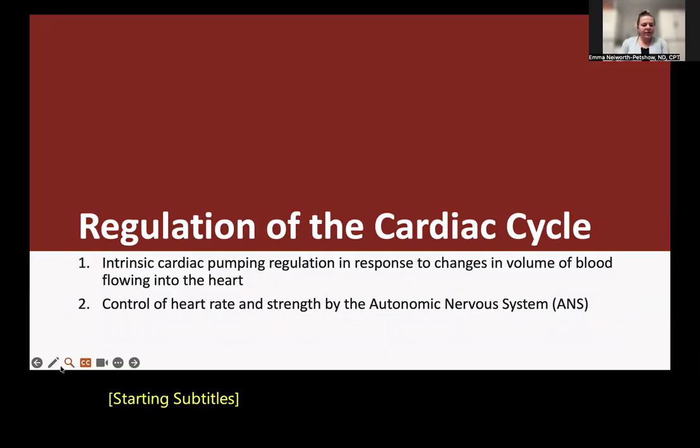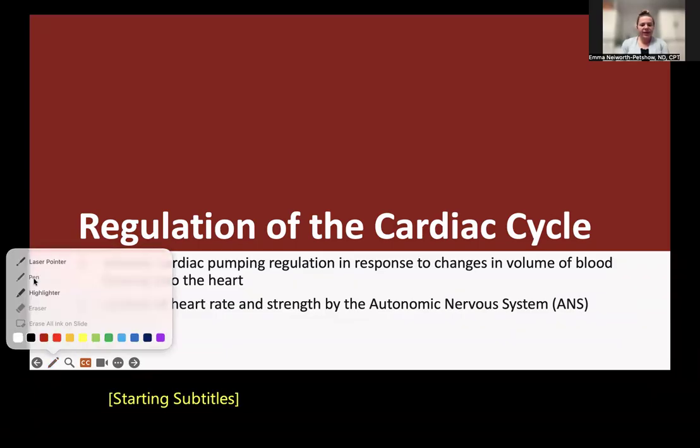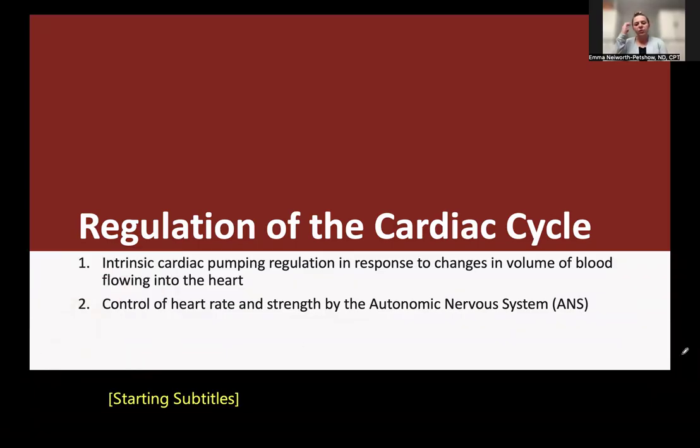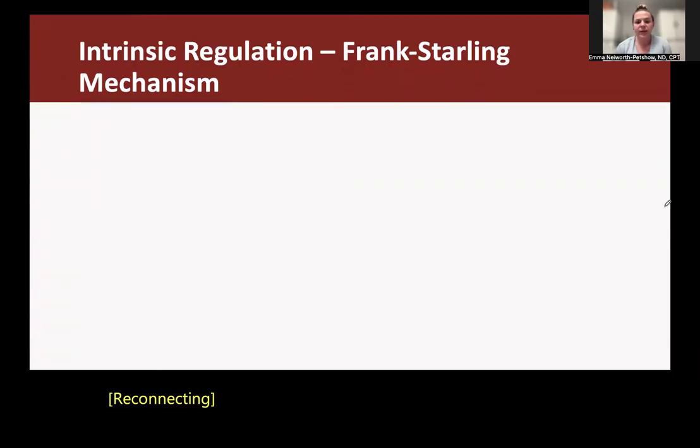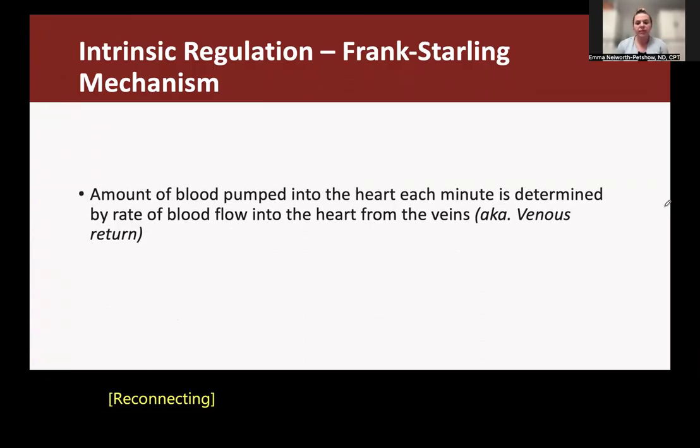The cardiac cycle is regulated in response to changes in the volume of blood flowing into the heart, the control of the heart rate, and also the strength of the autonomic nervous system. So there's a couple of factors that we'll look into that help with this regulation process. From an intrinsic standpoint, or from a heart-regulating-itself standpoint, we have our Frank-Starling mechanism.